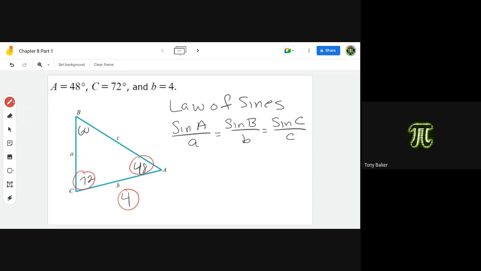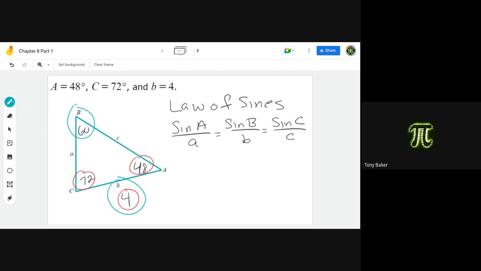So we're going to use the B's as the pair of information that I'm going to use for the ratios. You need to have one complete ratio and then one other piece to find it. So whenever you're setting up your equation, you need three of the four things.